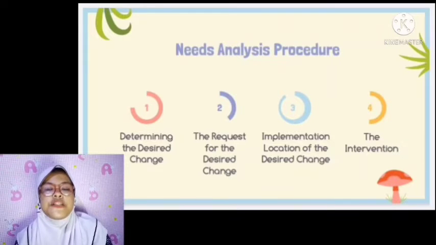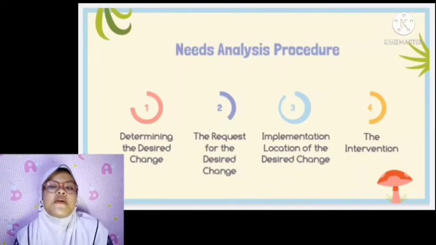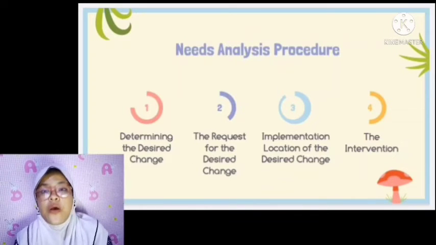Third, implementation location of the desired change. Finding out where the desired change will take place is another important element to consider. This will help you to better understand the context of where an intervention will be needed. It can be very helpful to visit the location where the change is to take place to help you gain a solid understanding of the environment.